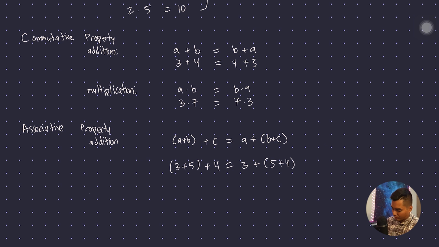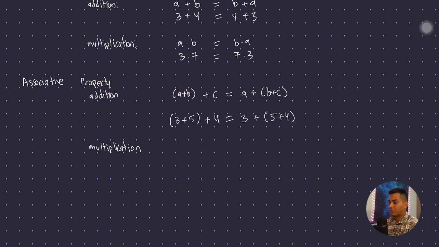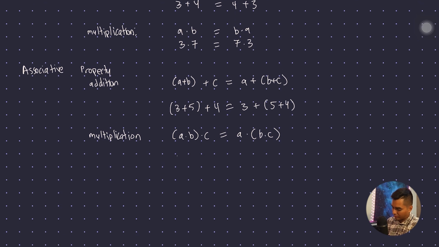Okay, and then the associative property for multiplication says the following. It's going to say that (a times b) times c is equal to a times (b times c). So in this case, the parentheses placement will still give equal results. So for instance, if we have the numbers, let's say (2 times 3) times 5, that should be equal to 2 times (3 times 5). And indeed, we see that as the case.